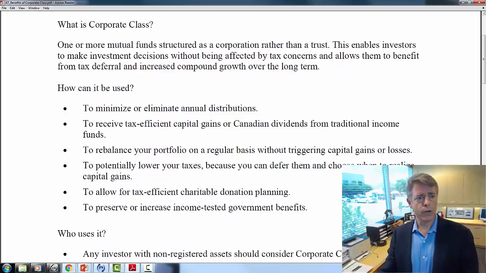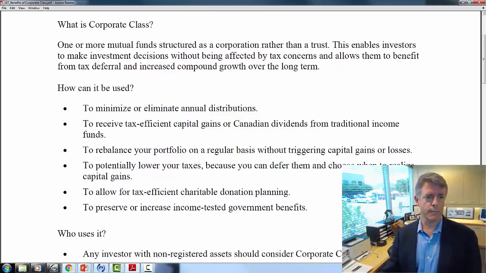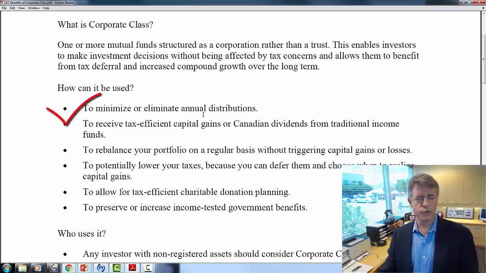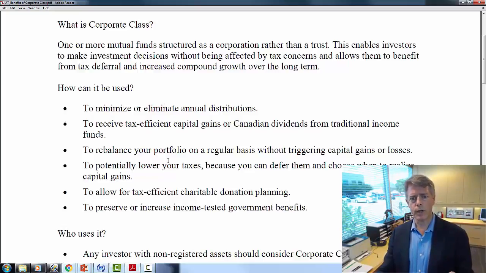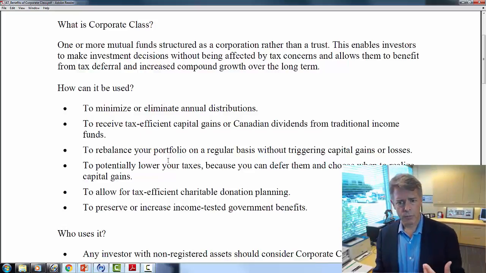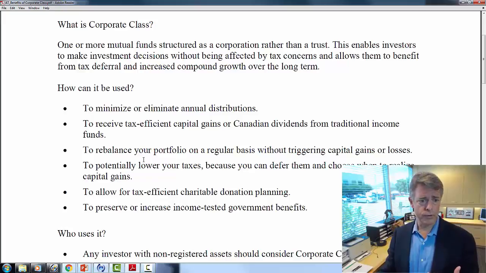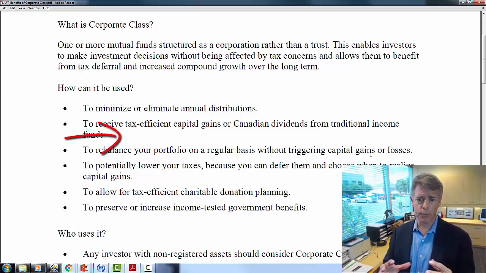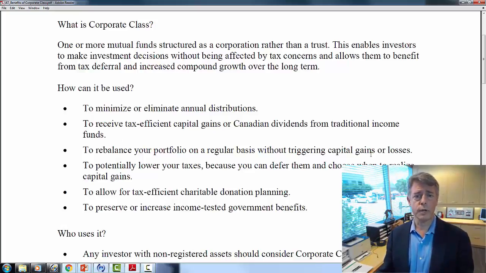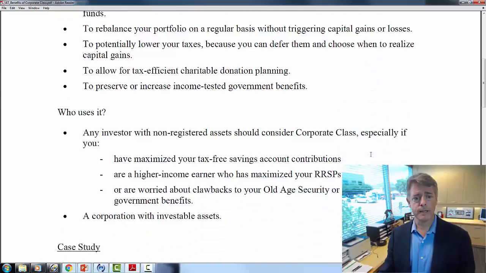But how can corporate class be used? It can be used to minimize or eliminate annual distributions from your portfolios. It reduces taxable income. It's a tax-efficient way of leveraging off capital gains and dividends. Some of the advantages to corporate class in the last federal budget have been reduced, but it still is a very beneficial structure. So to rebalance your portfolio on a regular basis without triggering capital gains or losses, that was part of the corporate class structure prior to the last federal budget. That's been nixed. But the ability to get tax preferenced income from the structure is still available, and I'll talk about that in a second.